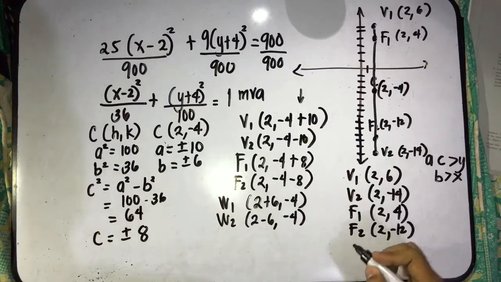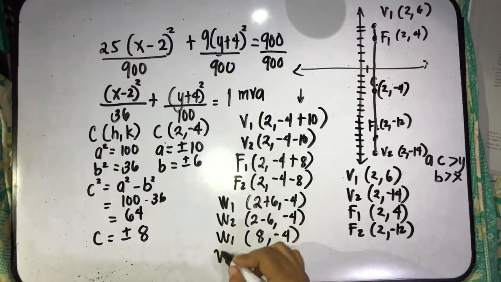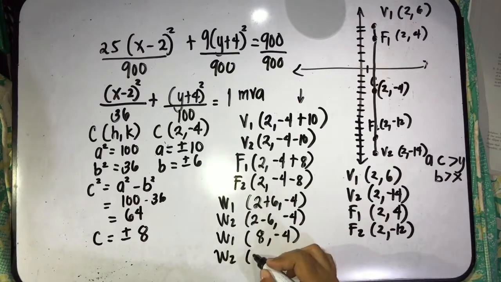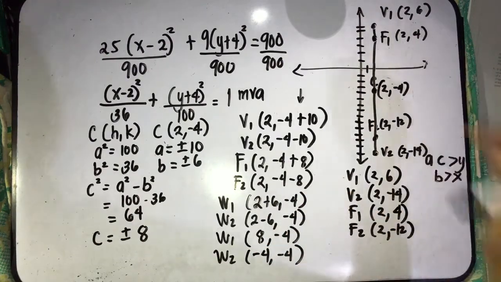Okay. And W1 now will be where? 2 plus 6 is 8 and negative 4. And W2 will be at 2 minus 6 is negative 4 and negative 4. Complete na. So, pwede na natin siyang i-drawing.